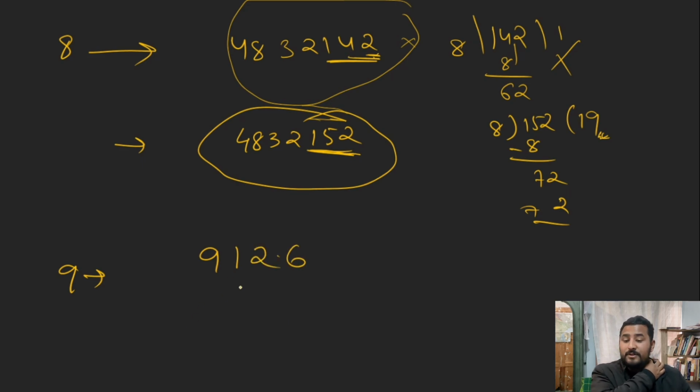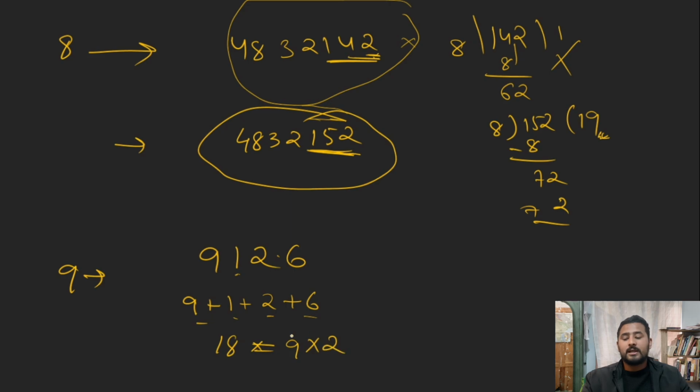If you have to check the divisibility of 9, how will we do it? Add all these numbers, like 9 plus 1 plus 2 plus 6, just like we did for 3, right? 9 plus 1 is 10, 10 plus 2 is 12, 12 plus 6 is 18. So is it a multiple of 9? Is 18 a multiple of 9? Yes, 9 into 2 is 18. Since the sum of all the digits is a multiple of 9, the number is also divisible by 9.